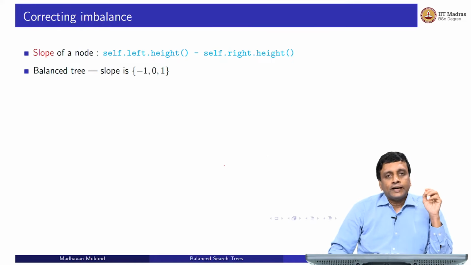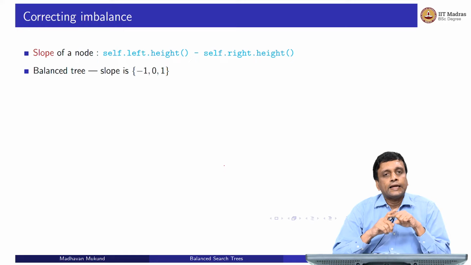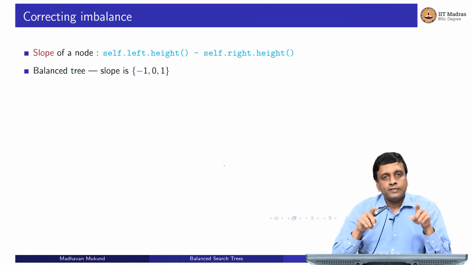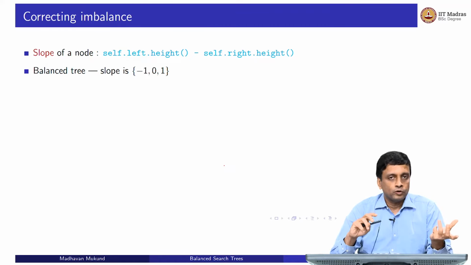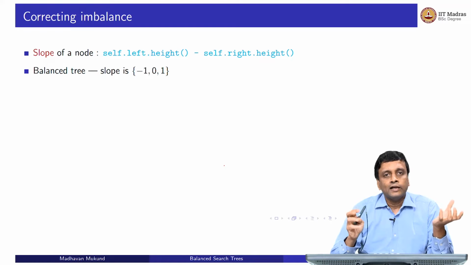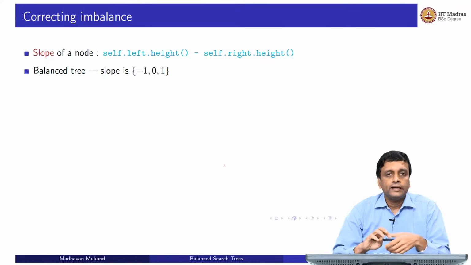So our definition of height balance says that these two quantities cannot differ by more than 1. That means the slope can be 0 if they are both equal, or it can be plus 1 or minus 1 depending on which one is more. So there are only 3 legal values allowed for the slope of a node in any balanced tree.